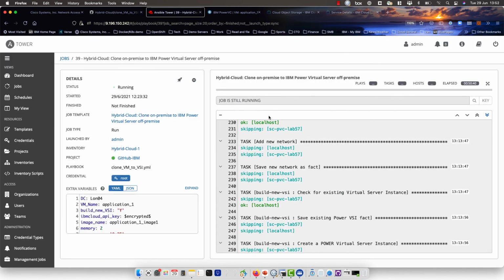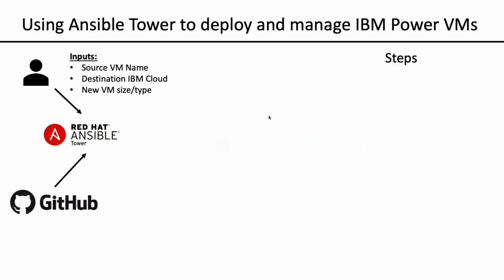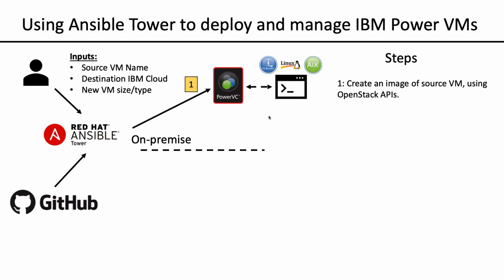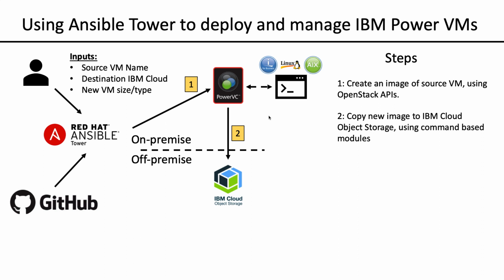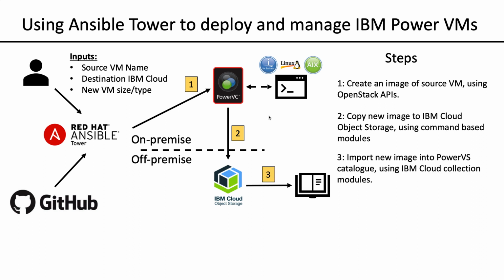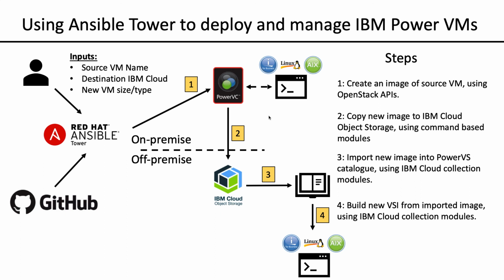So a quick recap of what this playbook has done. It's connected to my on-premise PowerVC OpenStack environment and taken a snapshot image of an active virtual machine. It's then copied that image across to the IBM Cloud Object Storage. It's then imported that image into my PowerVS catalog and built a new VM, a new VSI, from that imported image in my IBM Power VS environment.